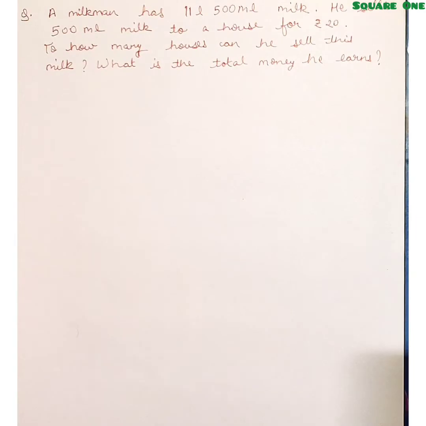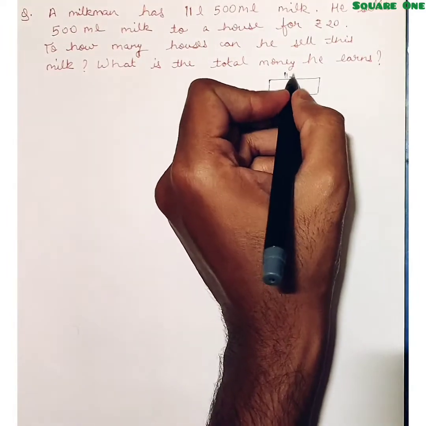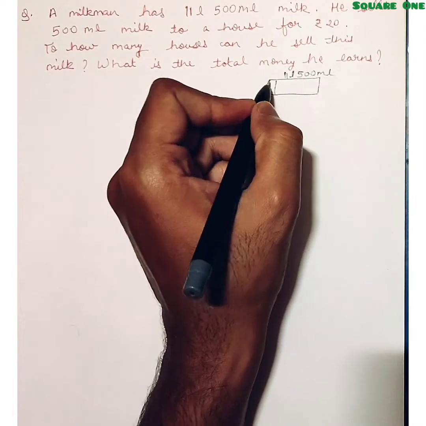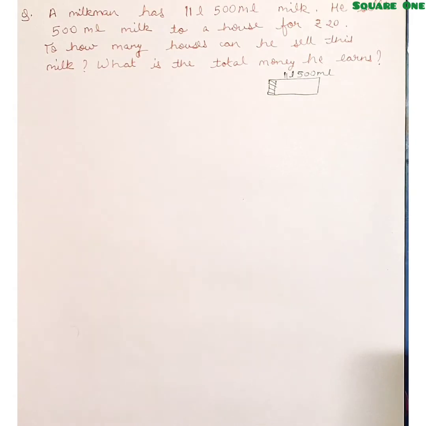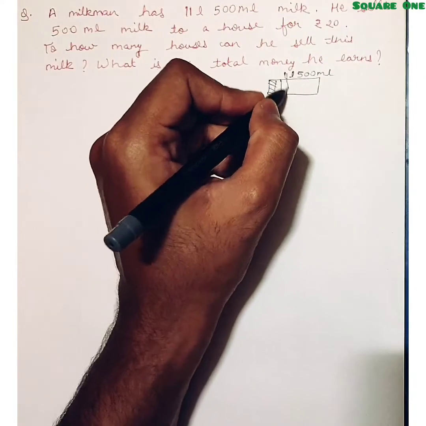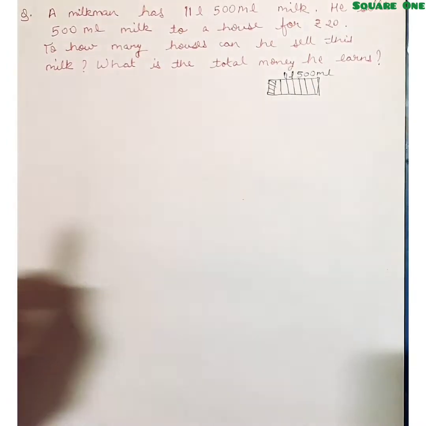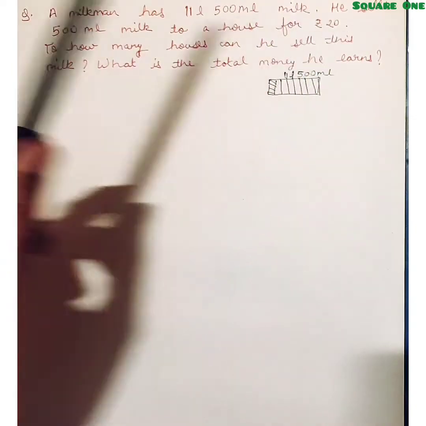Okay, so we have here 11 liter and 500 milliliter of milk. He sells 500 milliliter of it to one house. Now we have to find out in how many houses can he sell this milk. So we first find out how many 500 milliliters make up this 11,500 milliliter. This will tell us the number of houses he sells this milk to. Once we find out the number of houses, we can find out the money he earns.